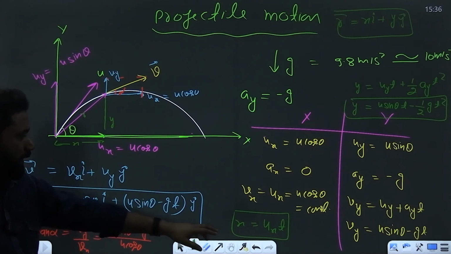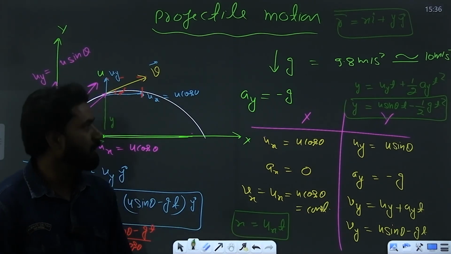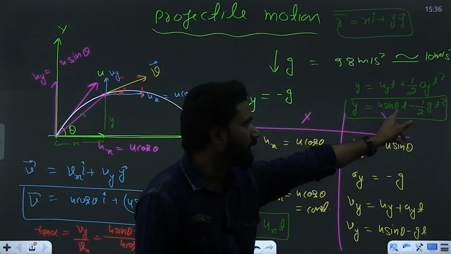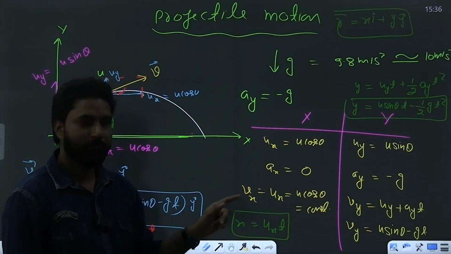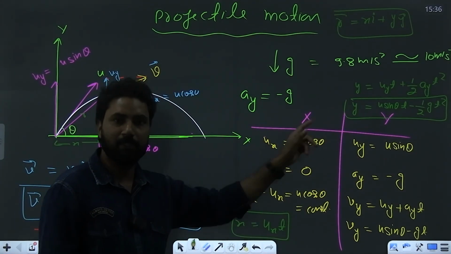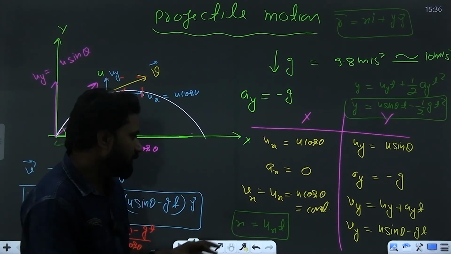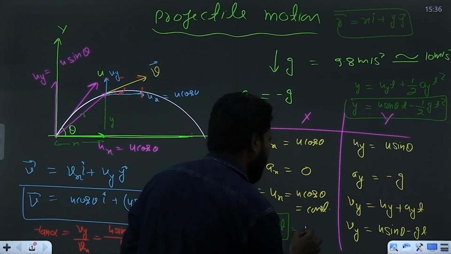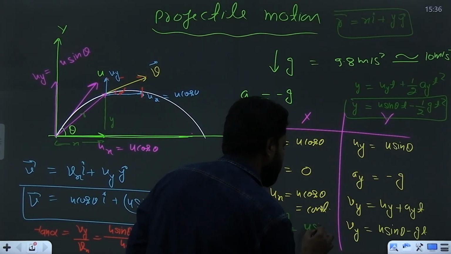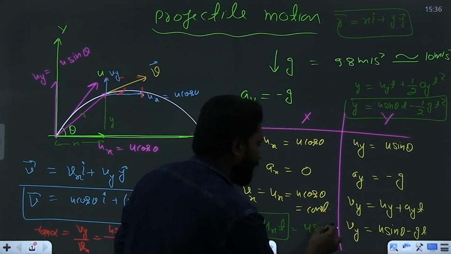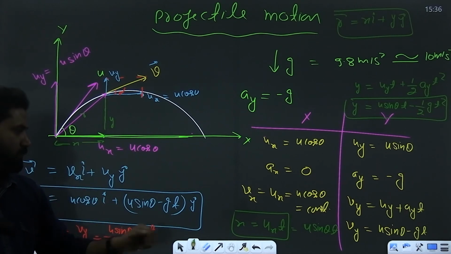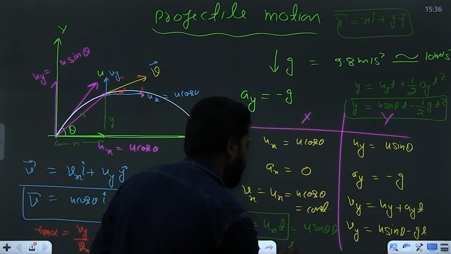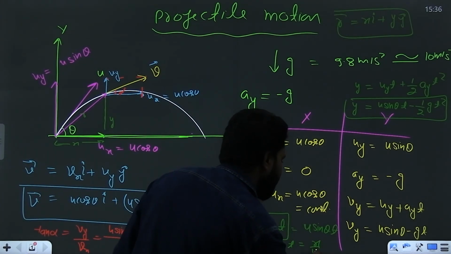So here we know x is equal to ux into t, and y is equal to u sin theta t minus half g t square. We have two equations in x and y, and t is the common thing between the two equations. So from these two equations, if we are able to eliminate the value of t, we can find the equation of trajectory.